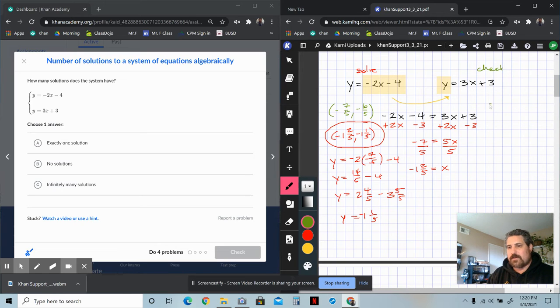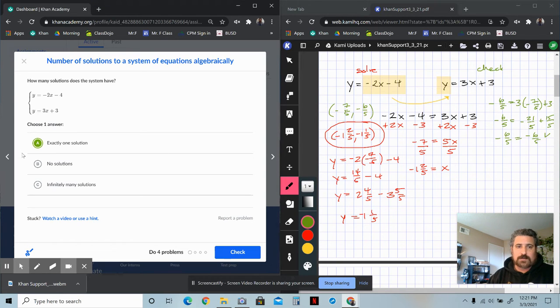You can see that the y value, negative 6/5, should be equal to 3 times the x value, negative 7/5, and then plus 3. If we take a look at that, you get negative 6/5 is equal to negative 21/5, because 3 times 7 is 21, and a positive times a negative is a negative. And then plus 15/5. So negative 21/5 plus 15/5 is, in fact, negative 6/5. So the answer is the same, and it works. You can just solve this system algebraically like I just did. We know that this point exists on both lines. There's one solution.